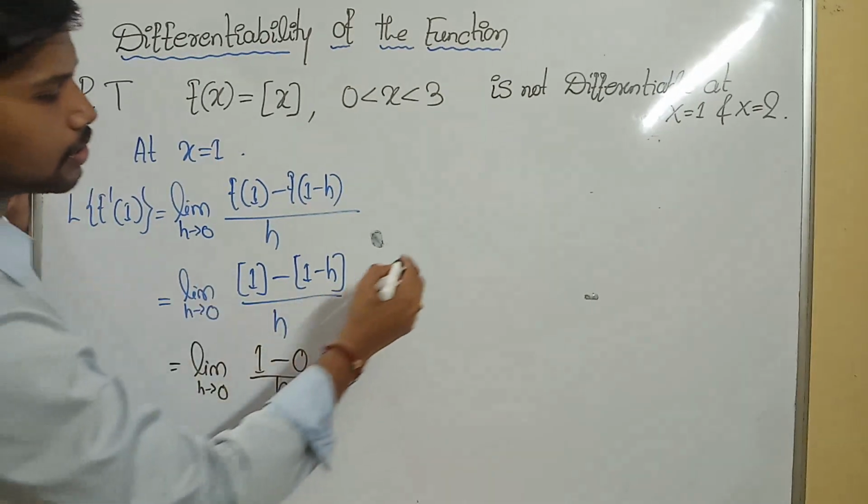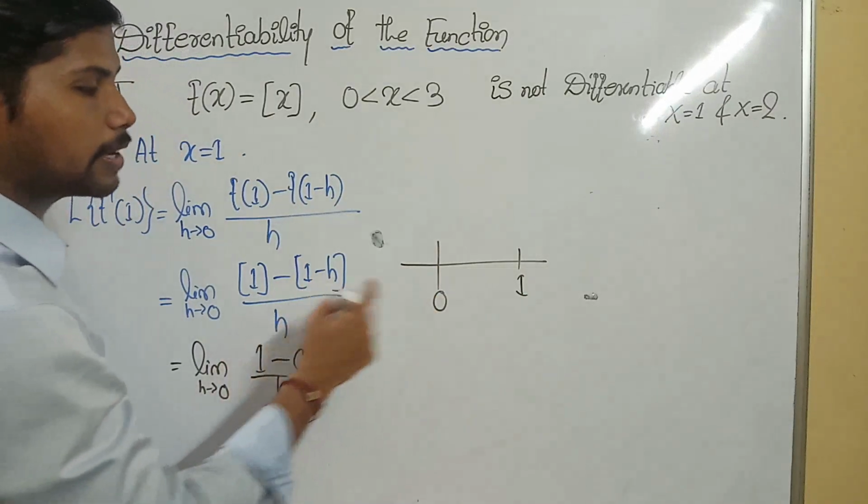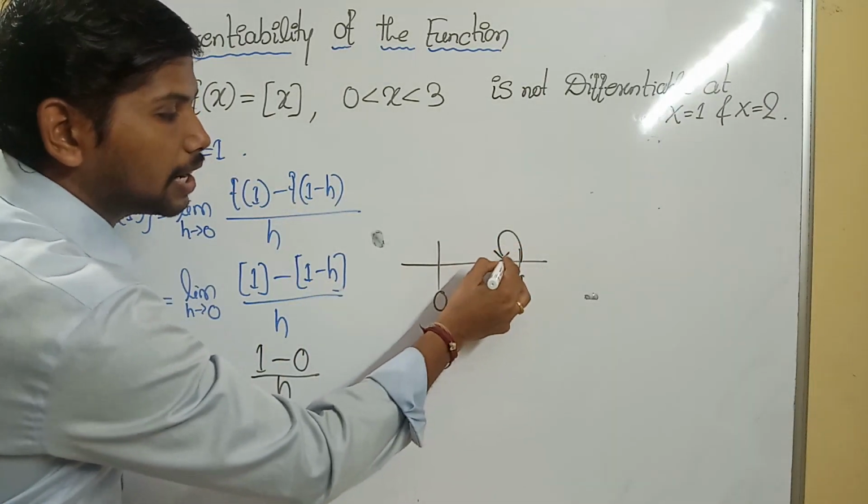How it will be 0? Concentrate on the board. See, this is a value, particularly 1. It is a value 0. 1 minus h means it is a left point of 1.